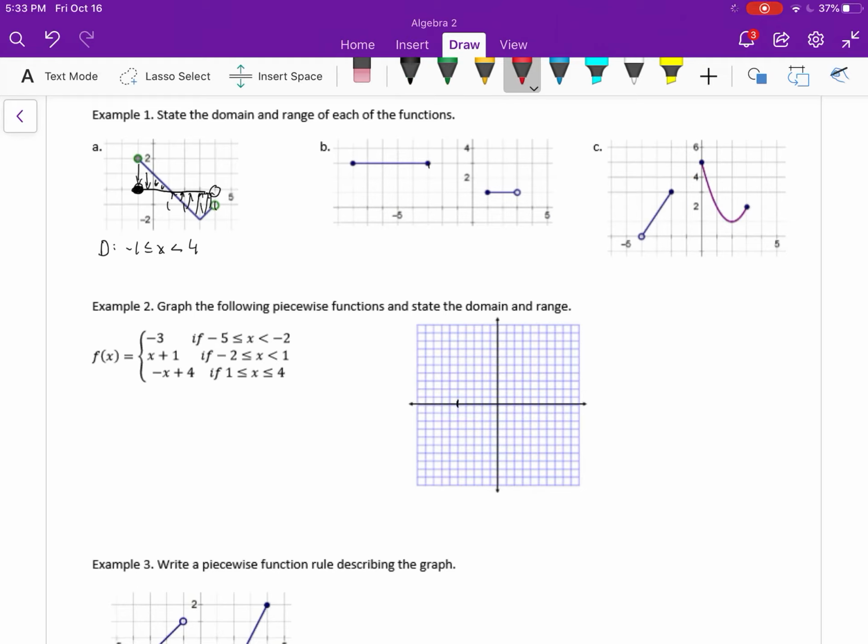And then for the range, what we do is we collapse our graph, our function, to the y-axis. And we see that if we collapse this to the y-axis, the y-axis would be covered from negative 2, but not including negative 2, so just a less than sign, and we use a y, not an x, and it's less than or equal to 2 because it goes up to 2.